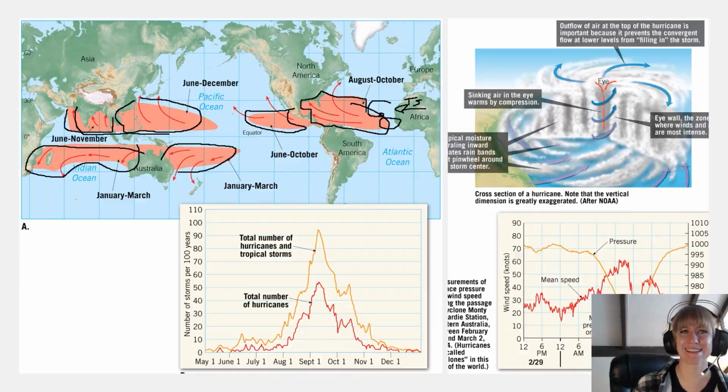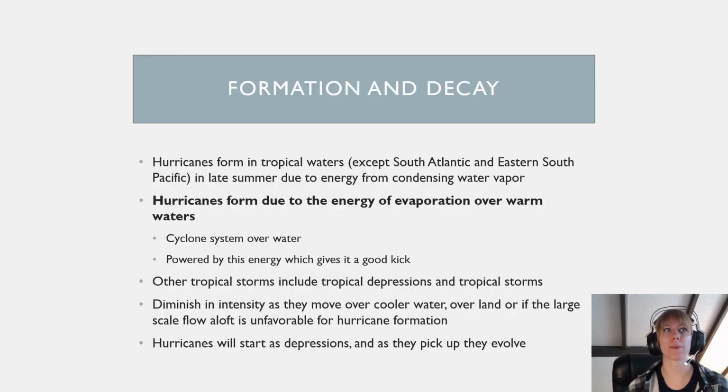Isn't that lovely? Hurricanes form in tropical waters, except the South Atlantic and Eastern Pacific. So again, tropical waters. They form in the late summer due to energy from condensing water vapor, as in evaporation. Hurricanes form due to the energy of evaporation over warm water. This is why hurricanes get stronger over water and weaken over land. It is a cyclone system over water. It is powered by said water.